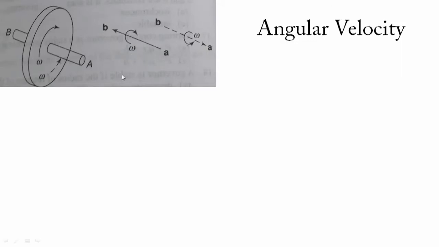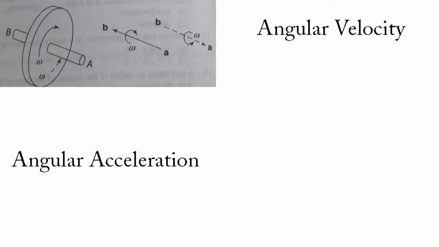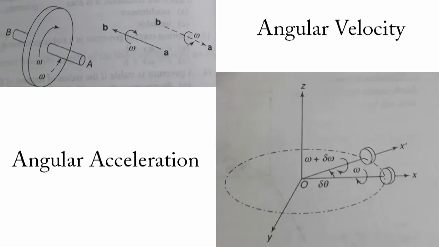Now let's move towards the concept of angular acceleration. For that you need to consider another figure, this one. What is represented over here is that this rotor is rotating anti-clockwise, viewed from here, on the x-axis. So this x-axis is the spin axis of this rotor.